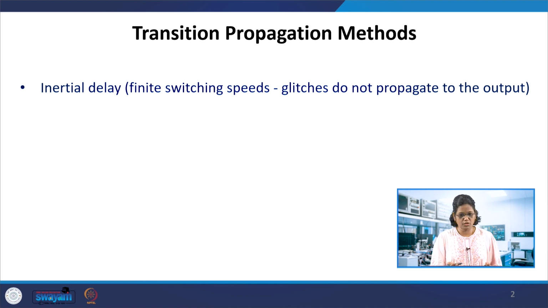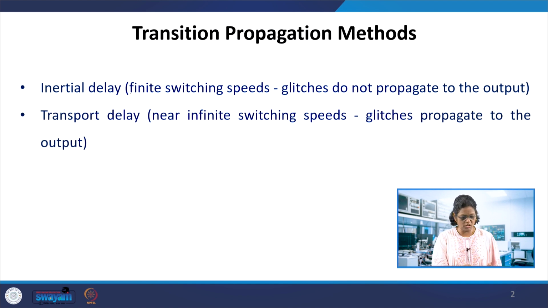There are two types of hardware delay models: one is the inertial delay and the other is the transport delay. The inertial delay has a finite switching speed, so you sample the signal at finite instances of time, whereas in the transport delay you have infinite switching, that is, you sample the signal very closely. So near infinite, ideally at every instant the signal is sampled. Whether it is near infinite switching speed or finite switching speed depends on the model. These are the inertial delay and transport delay models.